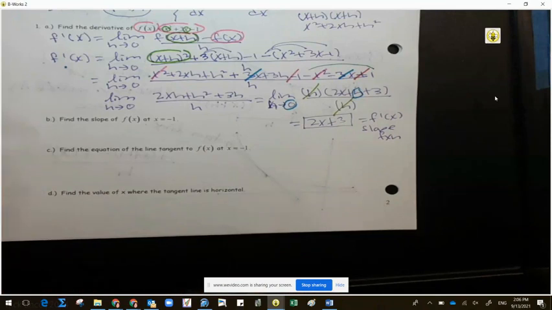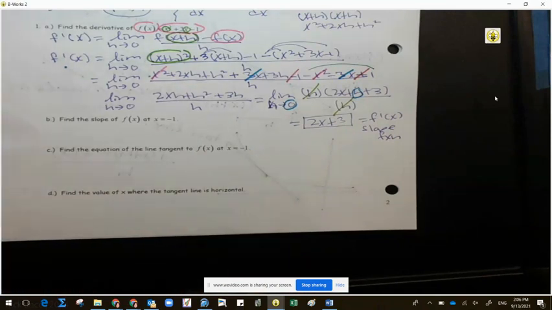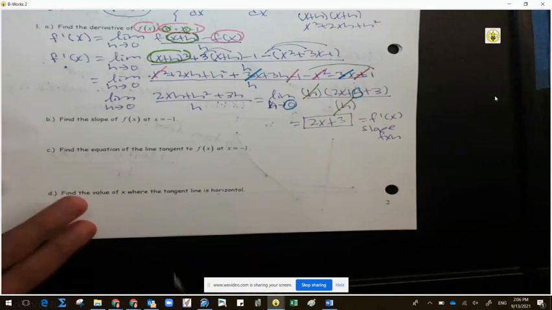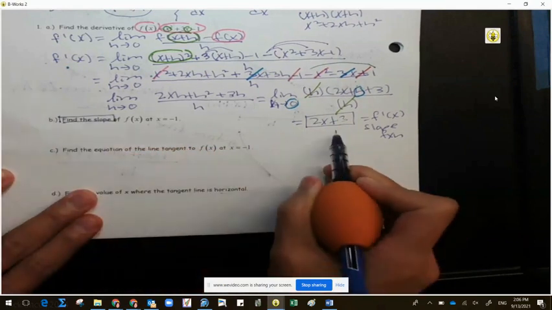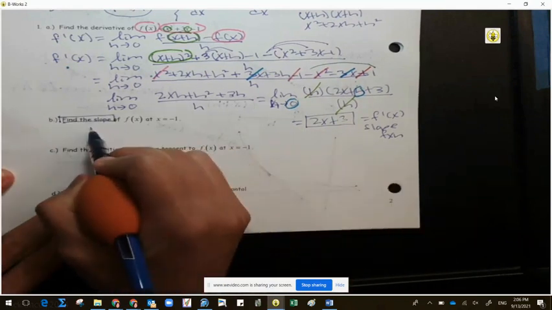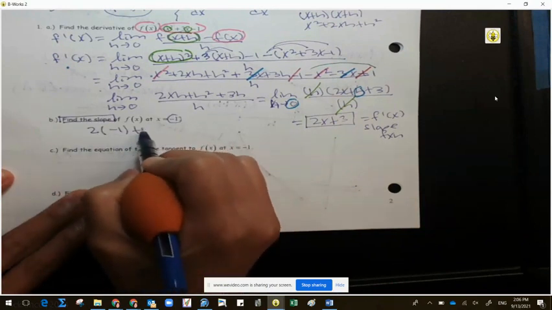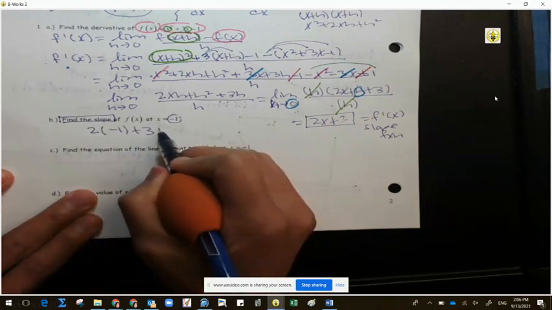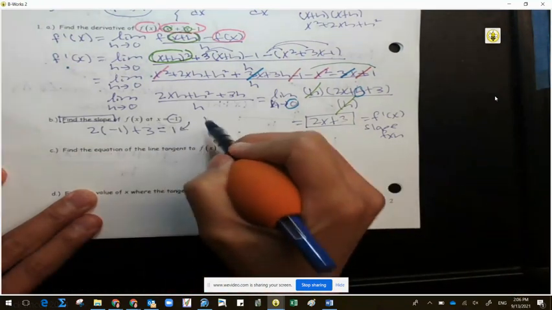All right. So then let's answer what these basically mean. And I'm going to show you guys a graphical thing so y'all can see what is actually happening here. So our first part, part B, let's read. Okay, so it says to find the slope. Don't we already have our slope function right here? So we're going to plug it in: 2 times negative 1 plus 3. And that is going to give us what number? 1. That is our slope.